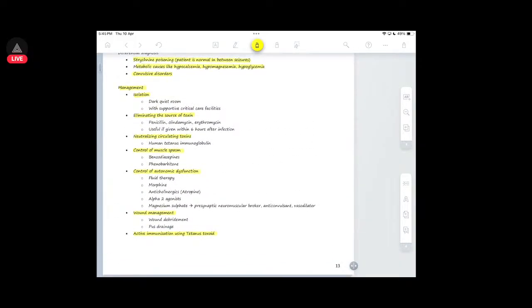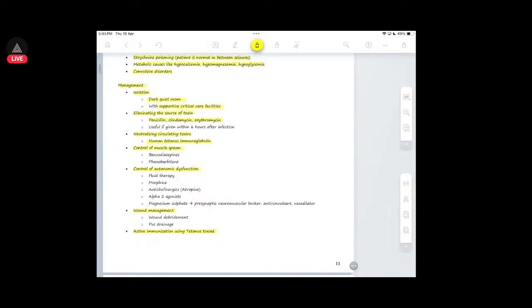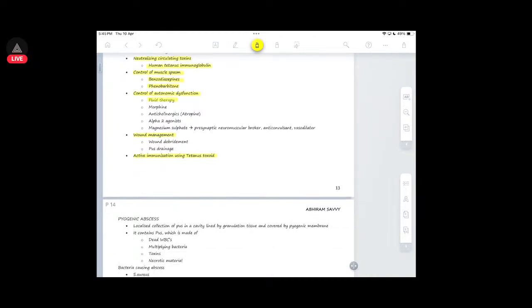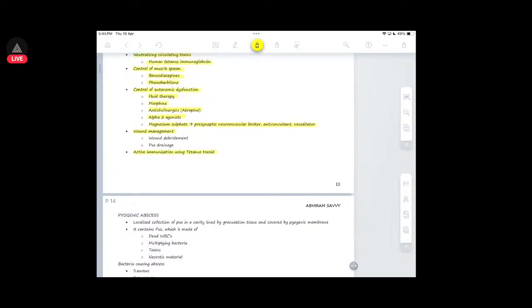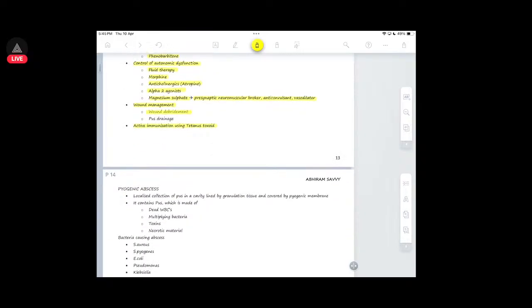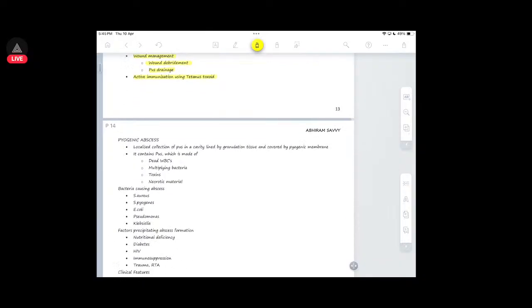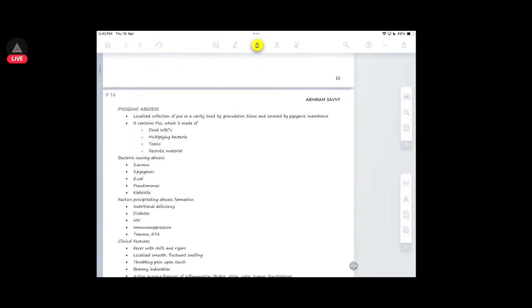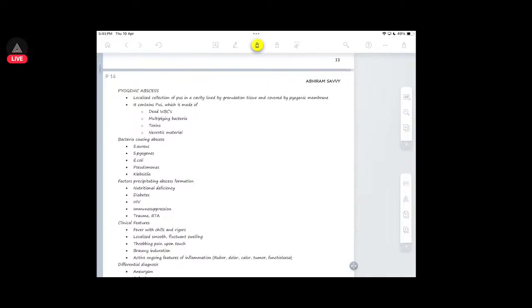So isolation: dark, quiet room, supportive critical care, penicillin, clindamycin, erythromycin, human tetanus immunoglobulin, control the seizures with diazepam, phenobarbital. Then you provide fluid therapy, morphine, anticholinergics, alpha-2 agonist, magnesium sulfate, which is an anticonvulsant and vasodilator, and wound management: wound debridement, plus you have to drain. Active immunization you do with tetanus toxoid, DT.